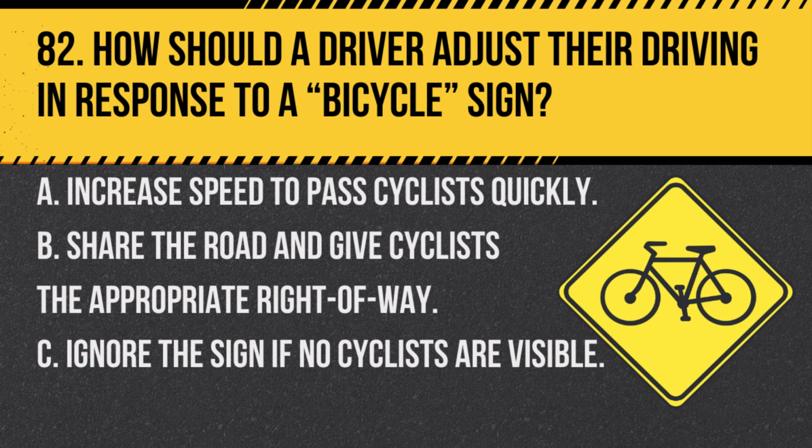A. Increase speed to pass cyclists quickly. B. Share the road and give cyclists the appropriate right-of-way. C. Ignore the sign if no cyclists are visible. Answer. B. Share the road and give cyclists the appropriate right-of-way. A bicycle sign indicates areas frequently used by cyclists, reminding drivers to share the road and watch for bicycle traffic.